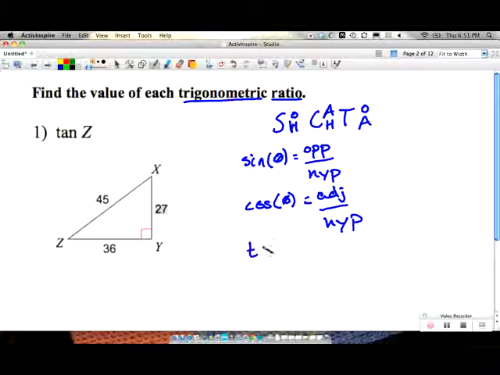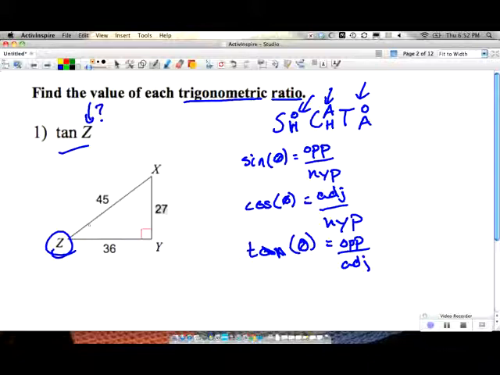And then the tangent of an angle is going to equal the opposite over the adjacent, and that's all summed up in this little acronym. So for sine it's opposite over hypotenuse, CAH, and TOA. So let's look at this first one. It says tangent of z. Well, first we've got to see, where is z?